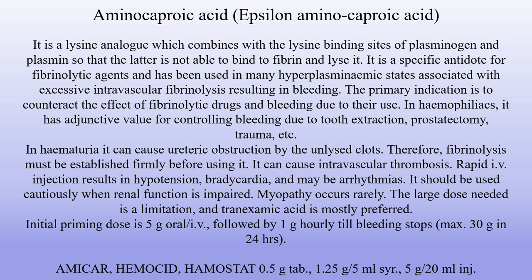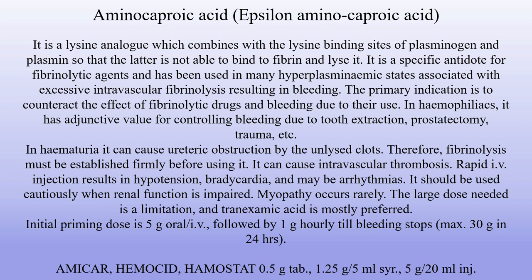In hematuria, it can cause ureteric obstruction by the unlysed clot. Therefore, fibrinolysis must be established firmly before using it. It can cause intravascular thrombosis. Rapid IV injection results in hypotension, bradycardia, and maybe arrhythmias. It should be used cautiously when renal function is impaired. Myopathy occurs rarely. The large dose needed is a limitation, and tranexamic acid is mostly preferred.